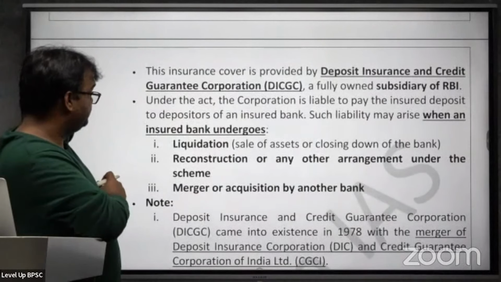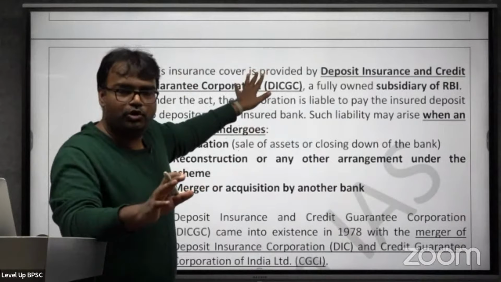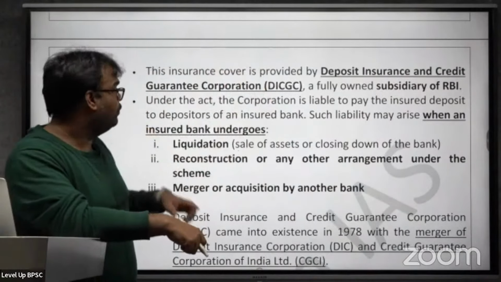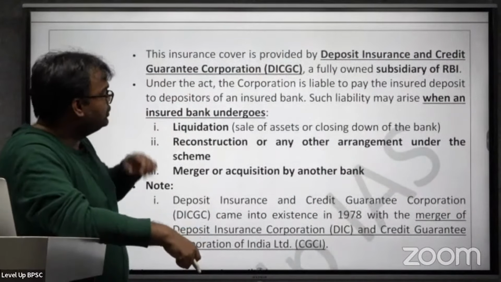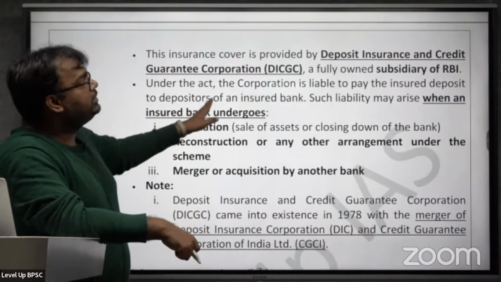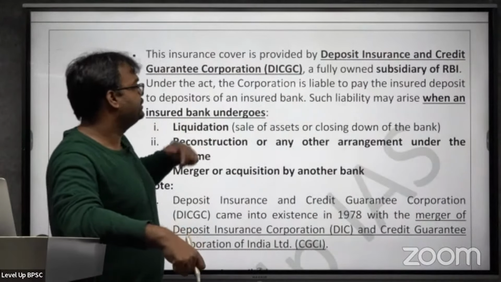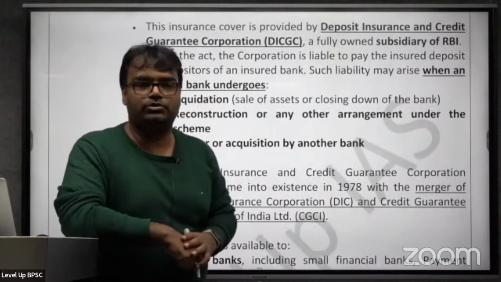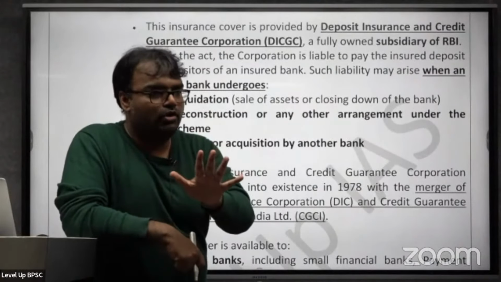So we have understood how deposit insurance functions in India. This body, a subsidiary of RBI, Deposit Insurance and Credit Guarantee Corporation, is responsible for doing it. Now, under this act, the corporation is liable to pay insured deposits in the following situations. When a bank goes through the liquidation process. If Jatin's bank sinks, then Jatin's properties will be sold and all.